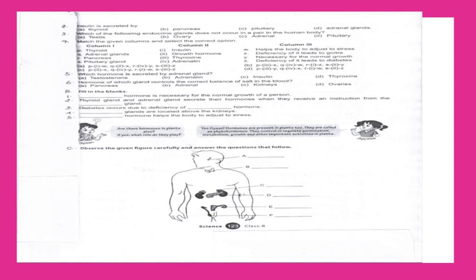They control and regulate germination, metabolism, growth, and other important activities. Are you clear? Then label the parts: A. Pituitary, B. Thyroid, C. Adrenal, D. Pancreas, E. Ovary, F. Testis. I repeat: A. Pituitary, B. Thyroid, C. Adrenal, D. Pancreas, E. Ovary, and F. Testis.